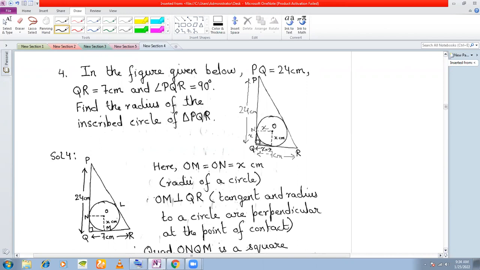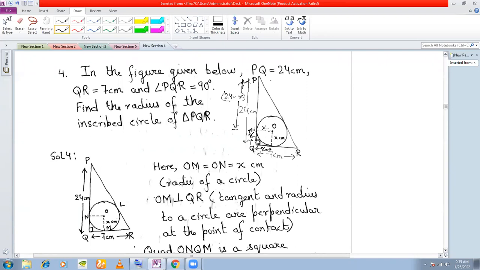Now see, if you have this as x, this length, right? Then what is the remaining length here? That is PN. What is this length? 24 minus x, right? This length is 24 minus x.